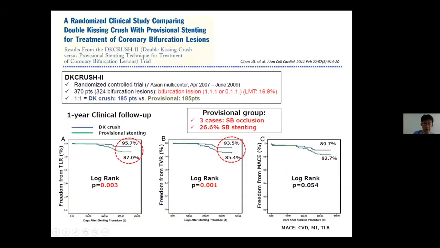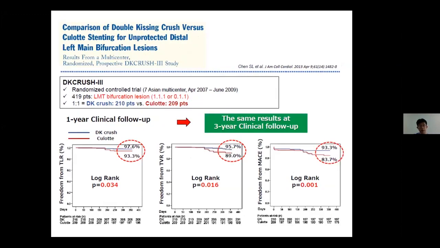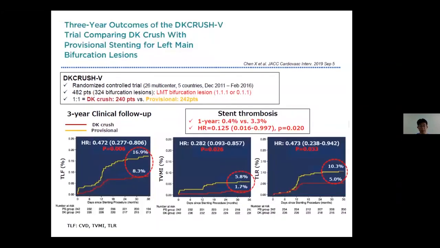This paper is DK crush 2, a 1-year clinical follow-up in true bifurcation lesions. They compared DK crush and the provisional one-stent technique. As you can see, freedom from TLR is better with DK crush compared to provisional stenting. Freedom from TVR is good, and freedom from MACE is good. This is DK crush 3, and the same result for 3 years is here. DK crush 5 is a very current paper, a 3-year clinical follow-up, where DK crush is better compared to provisional stenting.